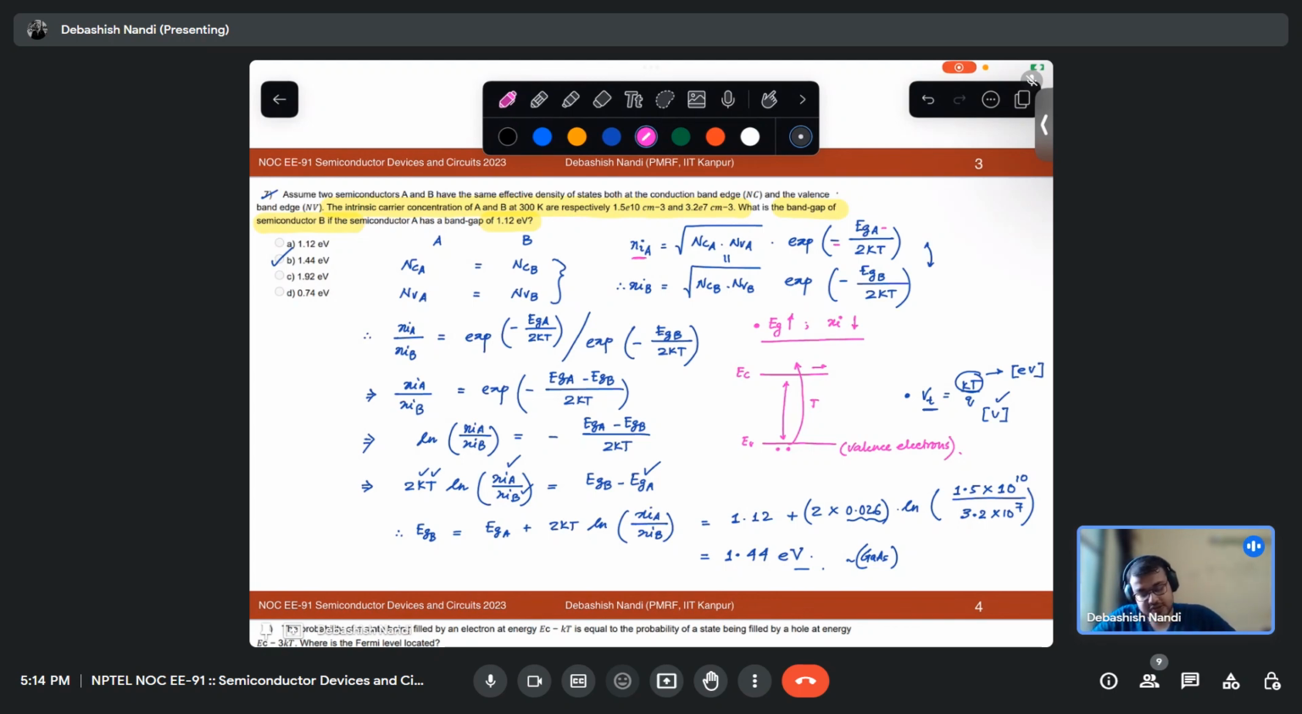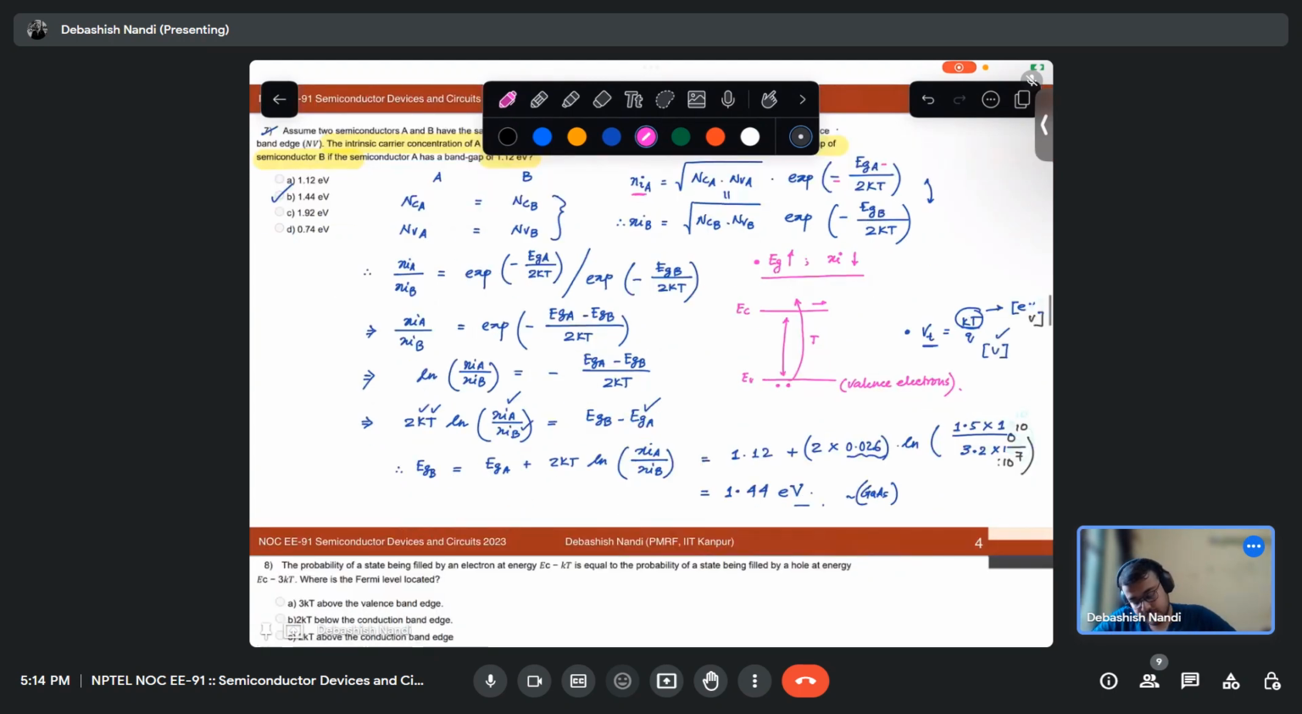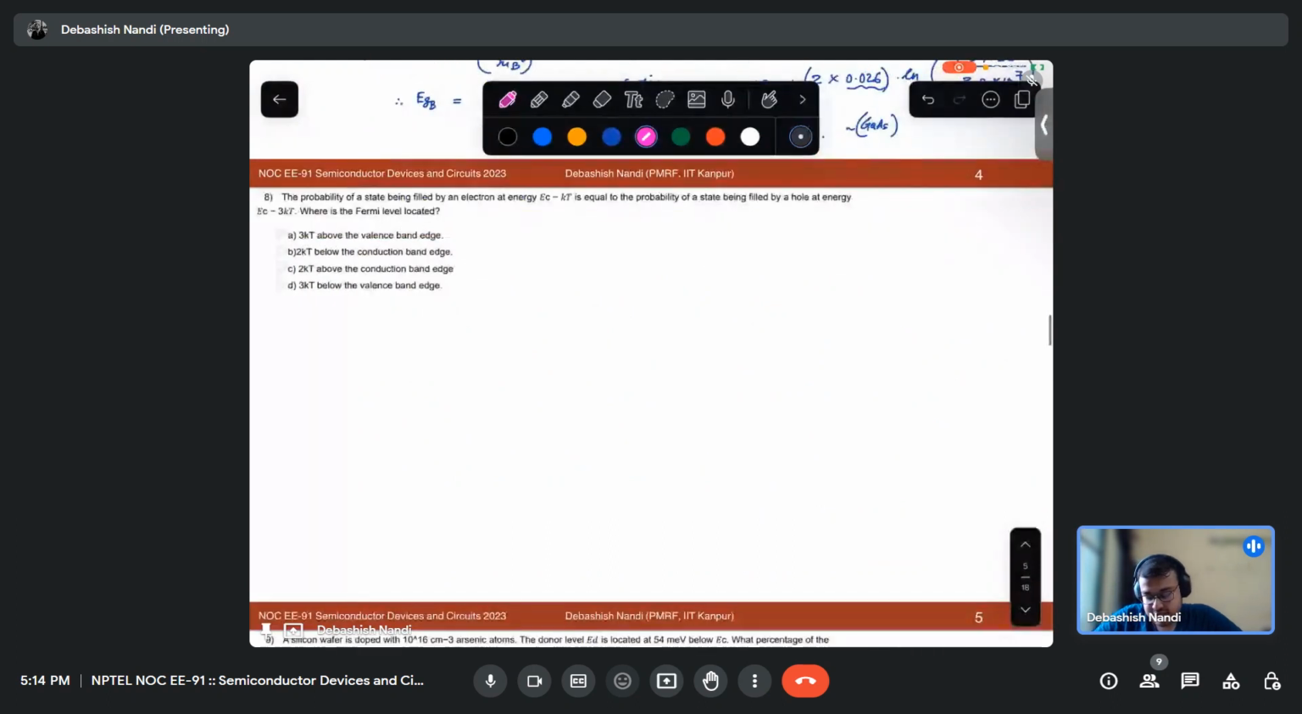Okay, so let's move on to the next problem. Okay, so it is mentioned that the probability of a state being filled, state meaning here energy states, by an electron at energy this, is equal to the probability of a state being filled by a hole at energy this. So what is the probability of filling a state? It is given by your Fermi function, right?